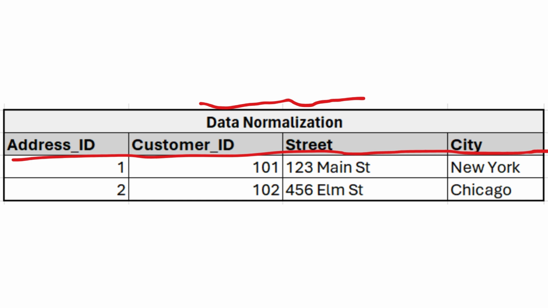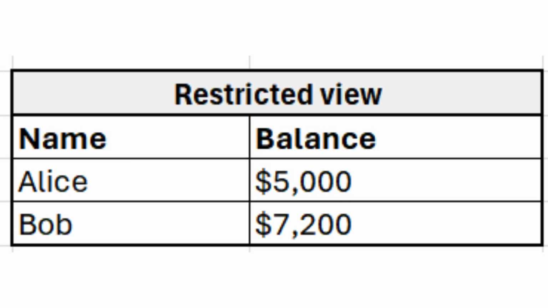So the data normalization enhances both security and efficiency. So, restricting what users can see, because not every user needs access to all data. Database views allow administrators to control what information users can see and modify. For example, a bank teller does not need access to a customer's social security number.